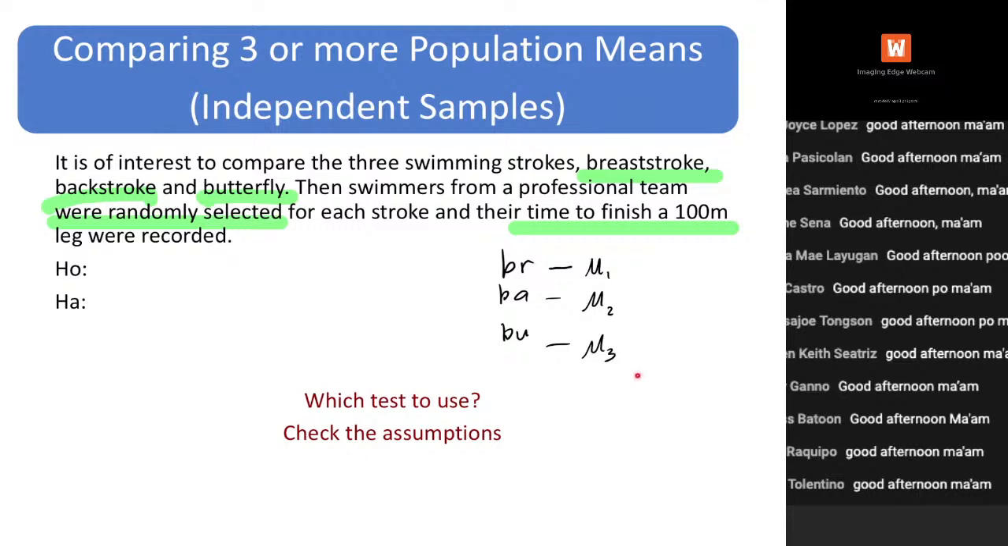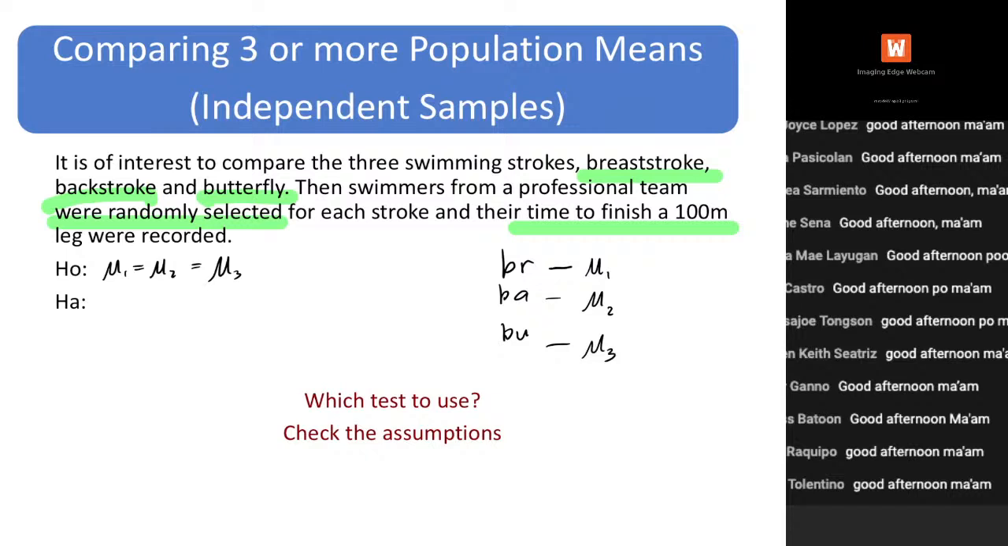Okay, so what is our appropriate HO here? Okay, HO, because we are comparing the three, then our mu 1 is equal to mu 2, walang difference, equal to mu 3. There is no significant difference between and among the time to finish a 100 meter leg, whether it be breaststroke, backstroke, and butterfly.